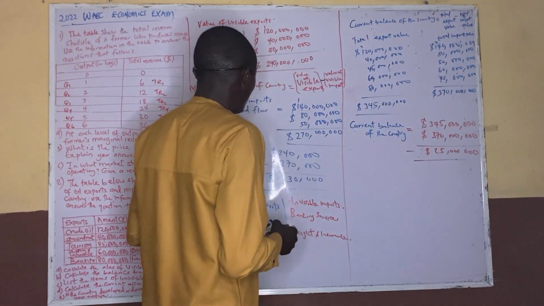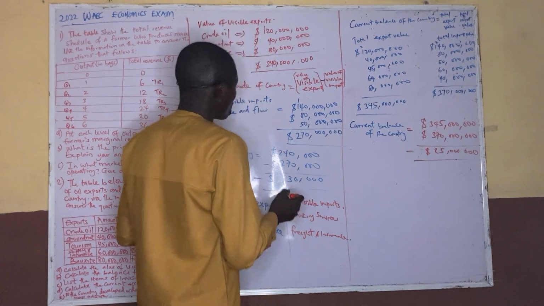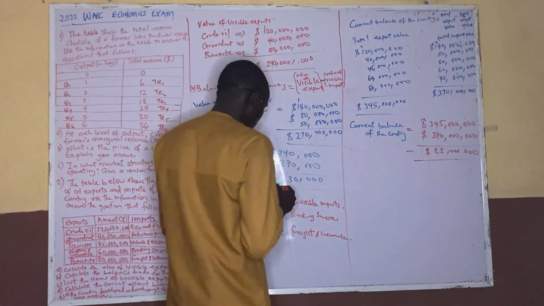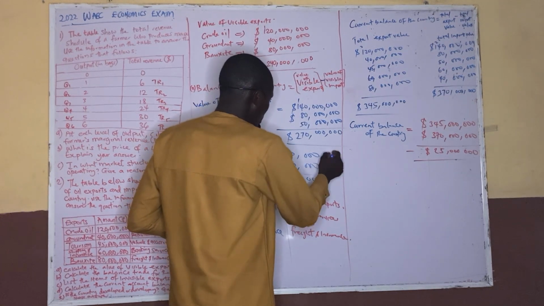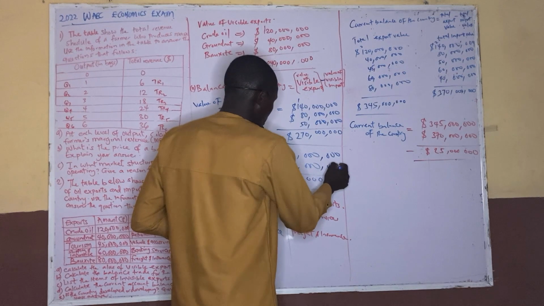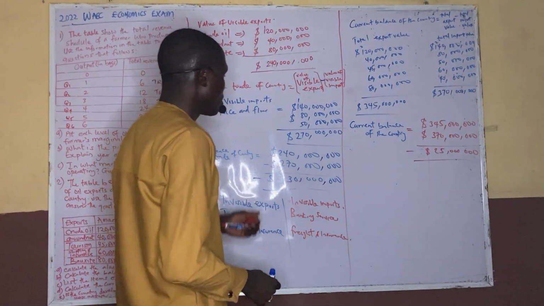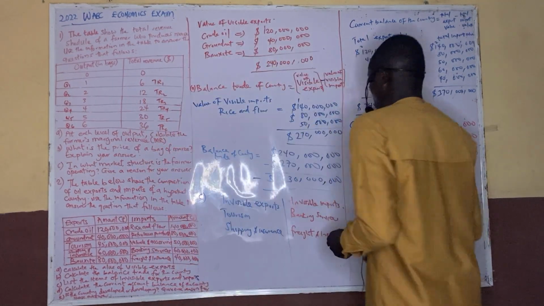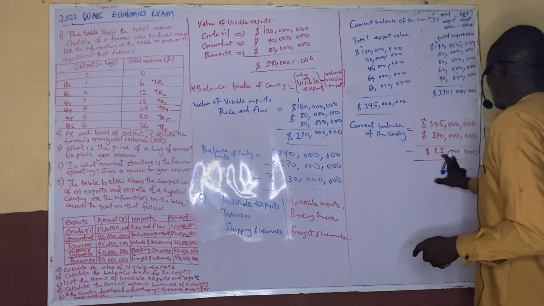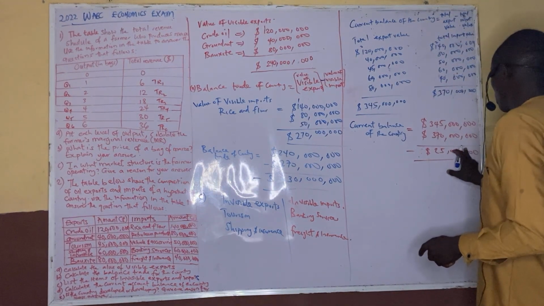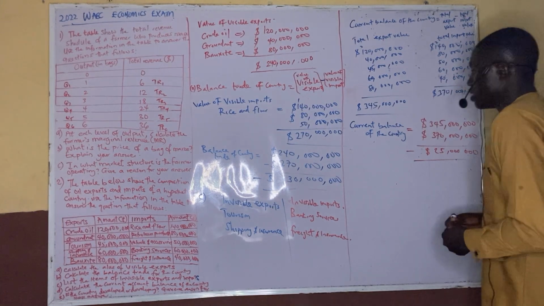Sorry, this one is supposed to be in millions, I didn't include that. So it's supposed to be minus 30 million US dollars. This one is going to be minus 30 million US dollars, and this one is 25 million US dollars. So that's that about that.